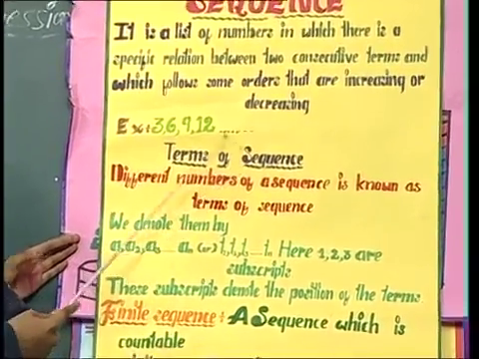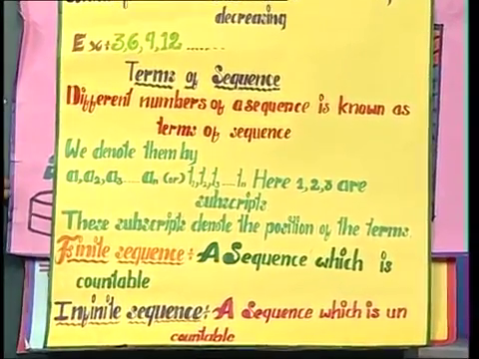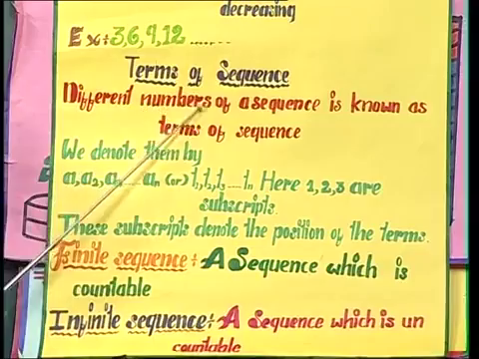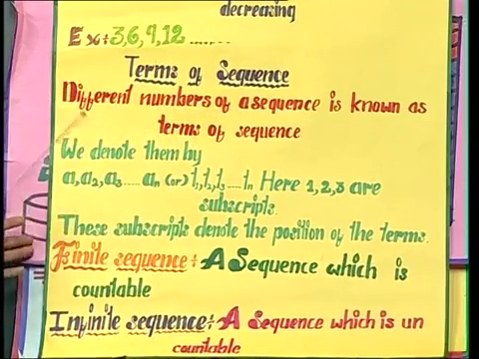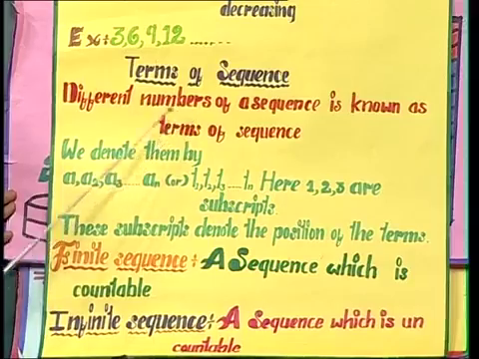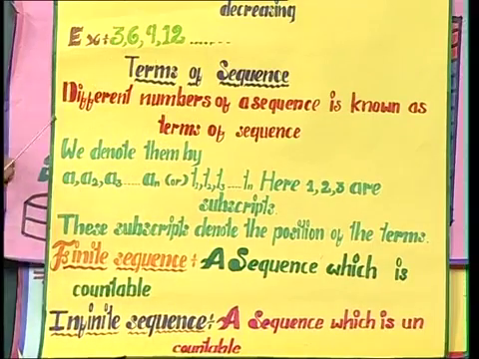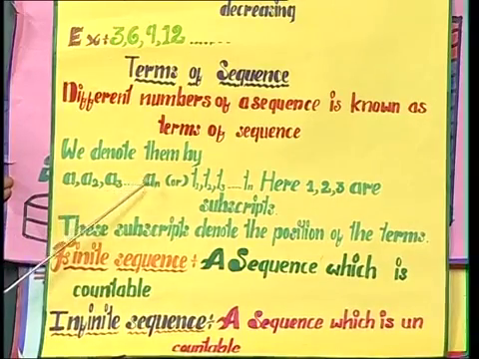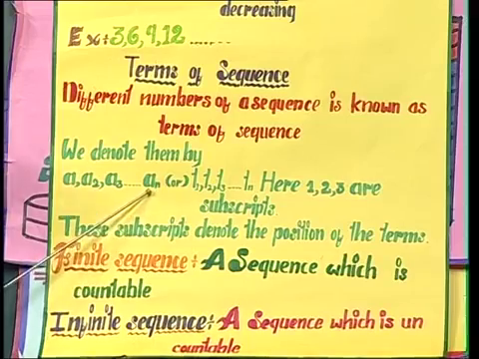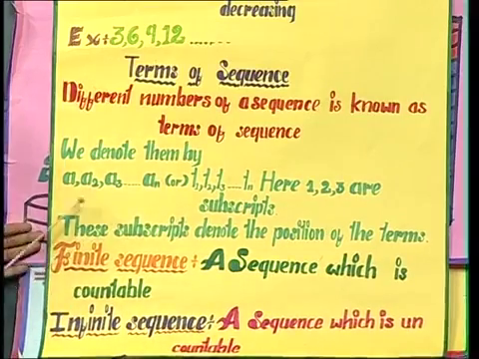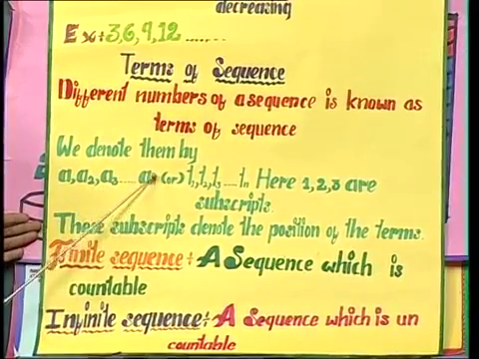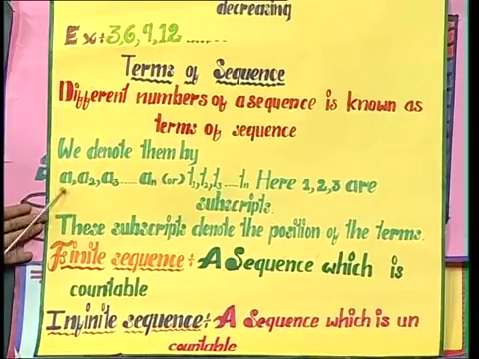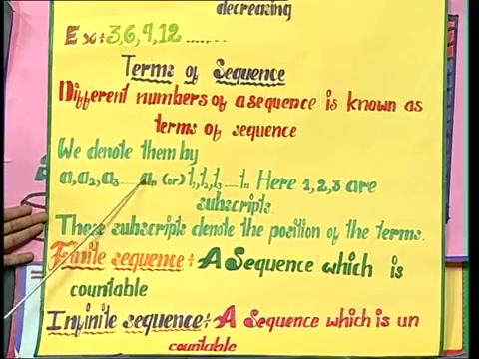Then we also discussed terms of a sequence. What do we mean by terms of a sequence? The different numbers of a sequence are known as the terms of the sequence, and they are denoted by a1, a2, a3 and so on up to an. an is the term which comes at the nth position, that means after many terms. Here 1, 2, 3 and n are the subscripts. The subscripts denote the position of the term.